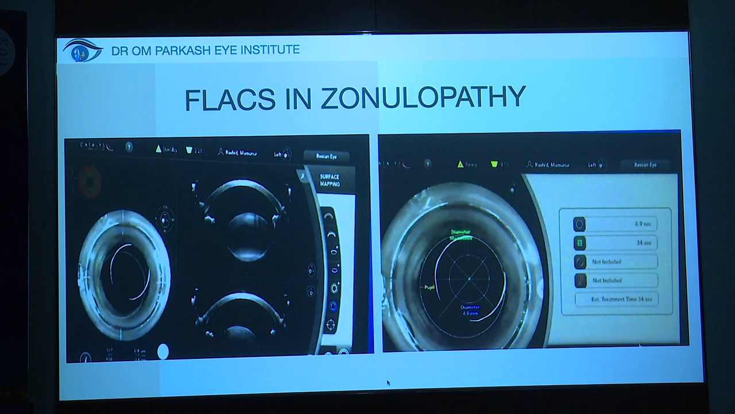So this is another case with a subluxated lens. Here, the advantage of FLACS in such cases is you can also customize your rexis according to the centration of the bag, and it makes it very easy.